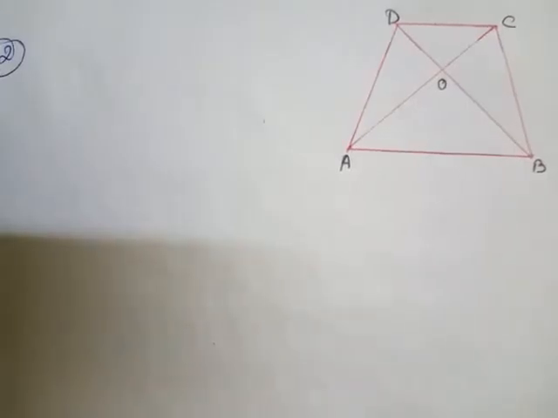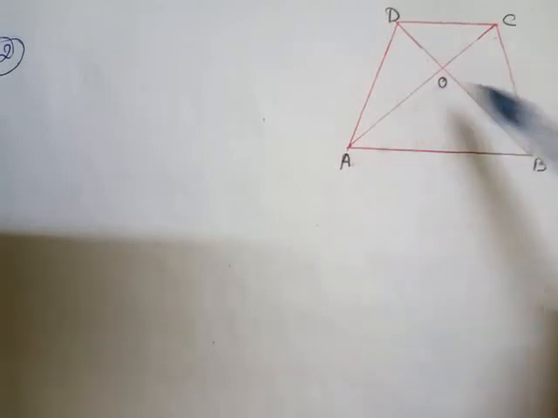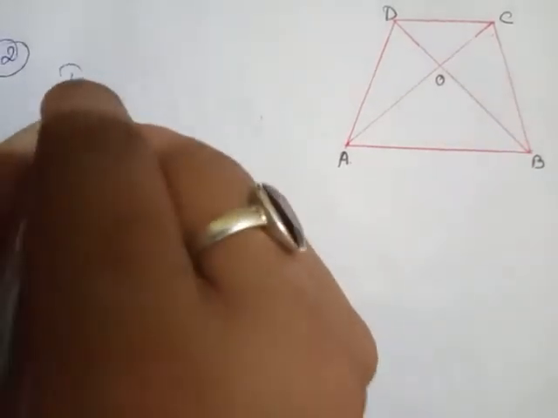Student, this is the solution of question number 2, exercise 6.4, class 10, general maths. Now look, in the diagram, triangle AOB and triangle COD. We have to find the ratio of the areas of triangle AOB and COD. First of all, we have to prove that these two triangles are similar, and after that we'll apply the 6.6 theorem.